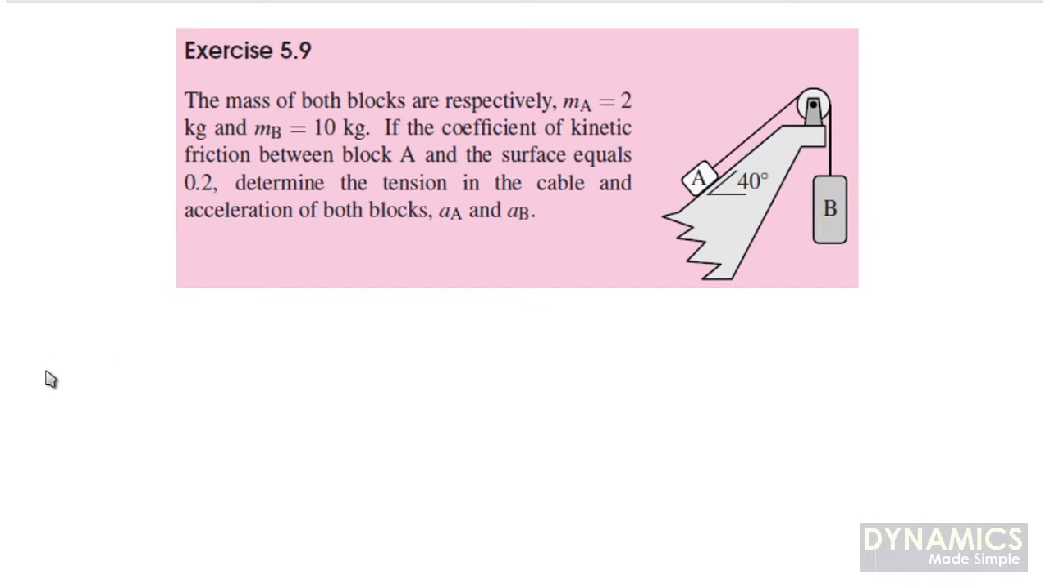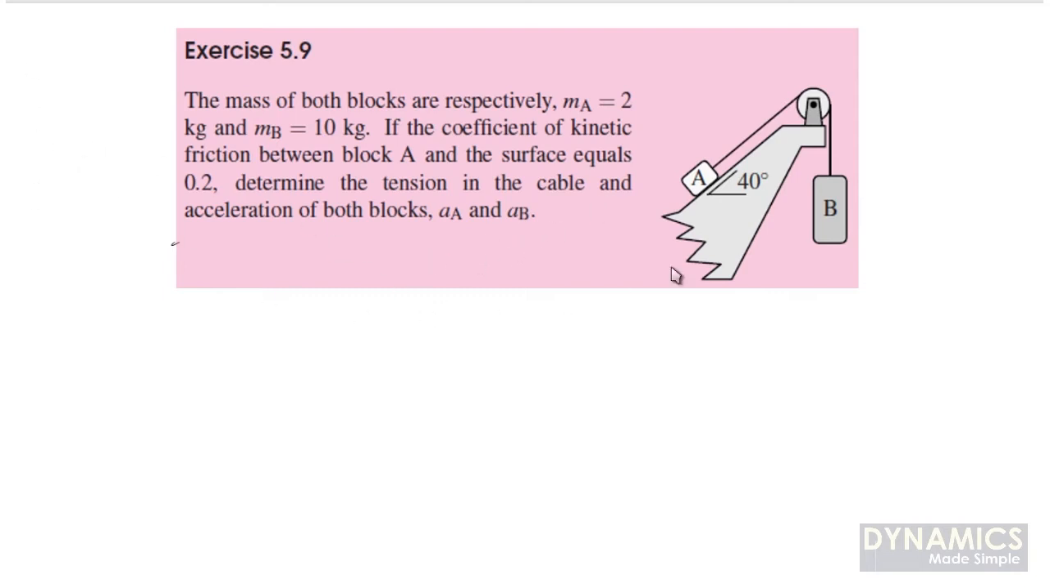Okay, let's try another example. In this case, we have two masses, A and B. We were told that MA equals 2 kg and MB equals 10 kg. If the coefficient of kinetic friction between block A and the surface equals 0.2, we need to find the tension in the cable and the acceleration of both blocks, aA and aB.